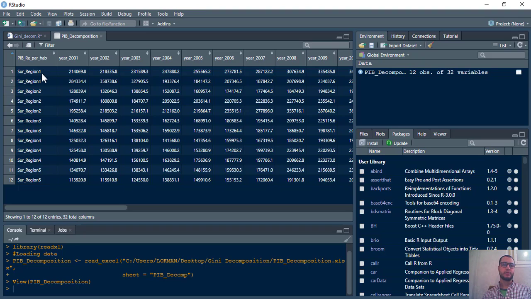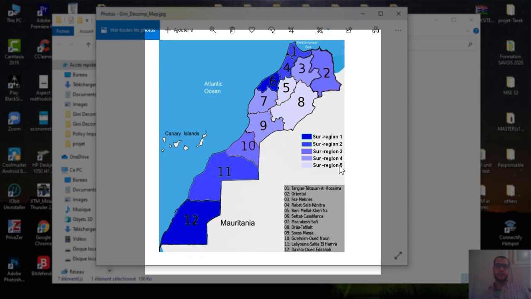To understand these sub-regions, I shall show you the map. This is the map. So I have 5 sub-regions. The first sub-region, called sub-region 1, contains the 6 region and the 12 region. In total, I have 12 regions.